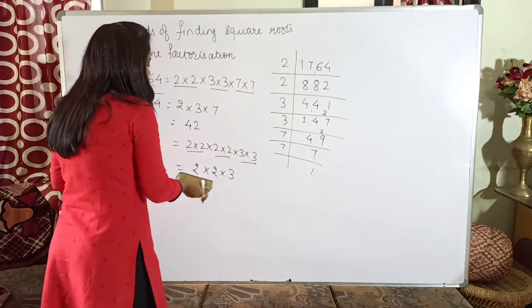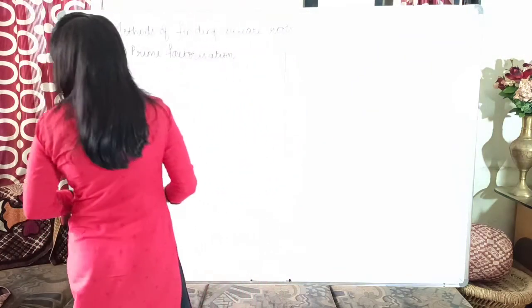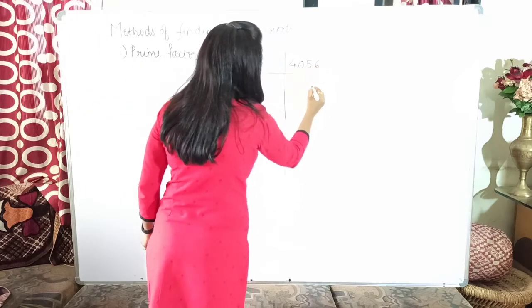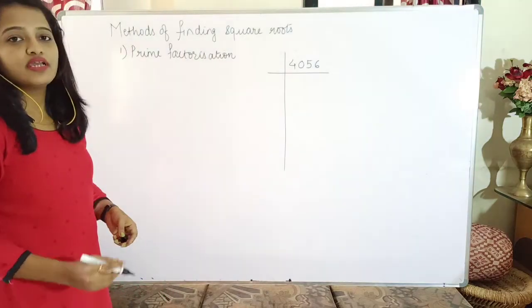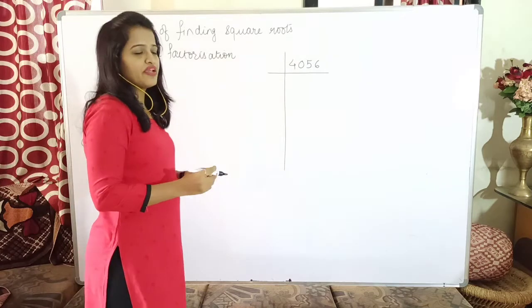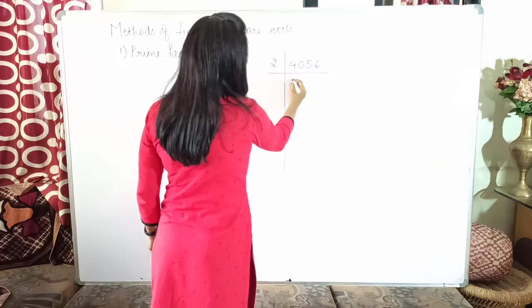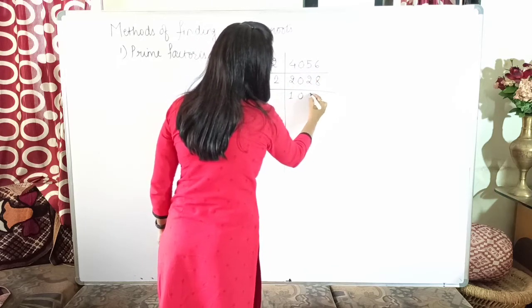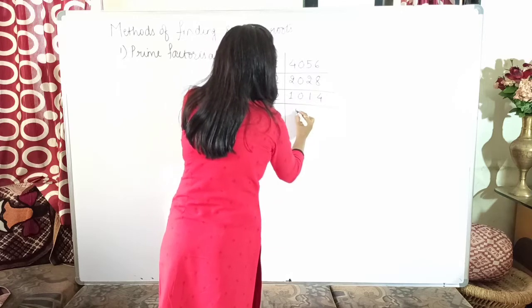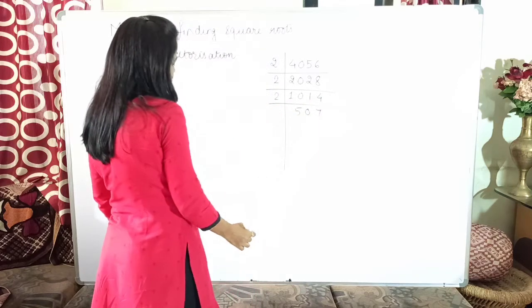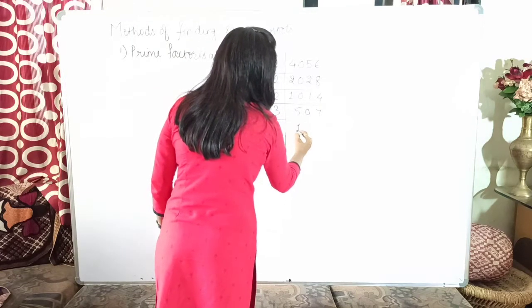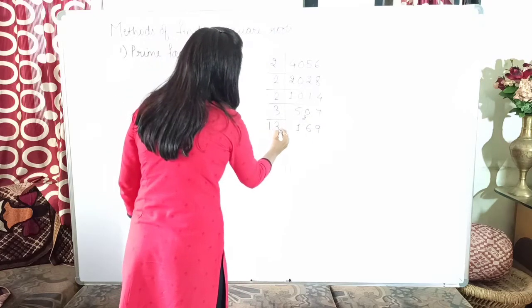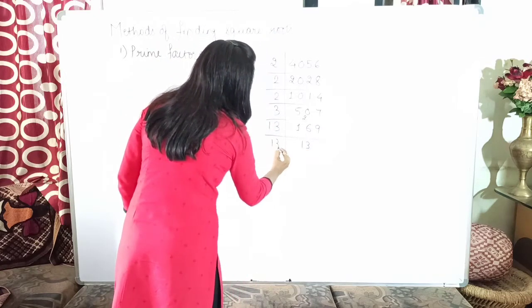Now another example, which is 4056. The digit at the unit place is 6, so the given number may or may not be a square. Let us check by prime factorization. First I will divide it by 2. So 2 2s are 4, 2 2s are 4, 2 8s are 16, 2 1s are 2, 0, 1, 4, again 2, 507. Further let us check with 3: 3 1s are 3, 3 6s are 18, 3 9s are 27. Now 169 is the square of 13, so I will write it as 13 and 13.